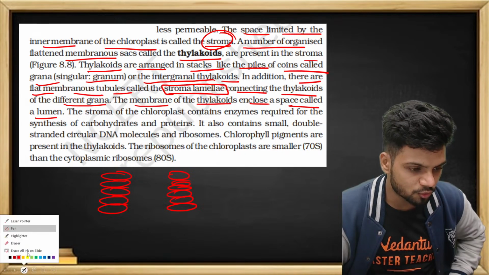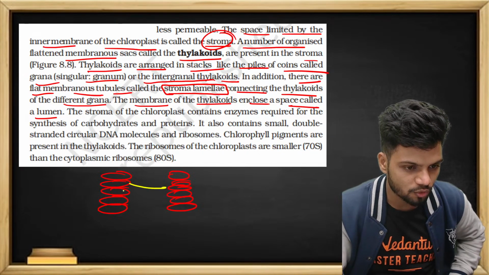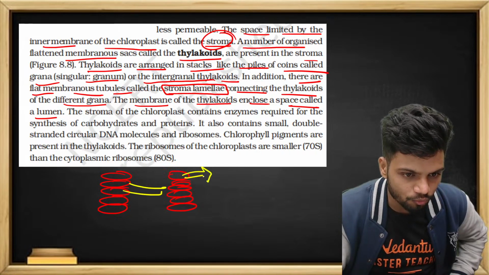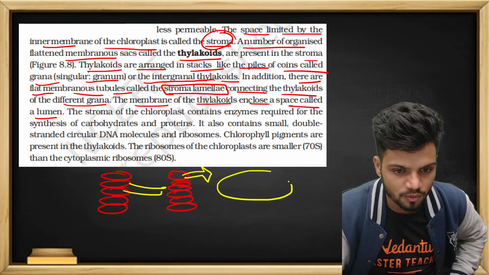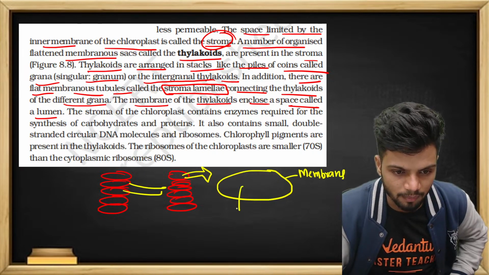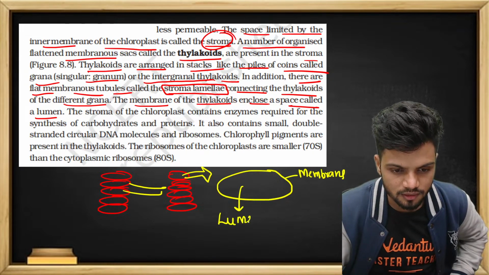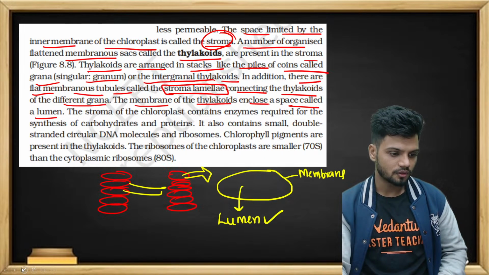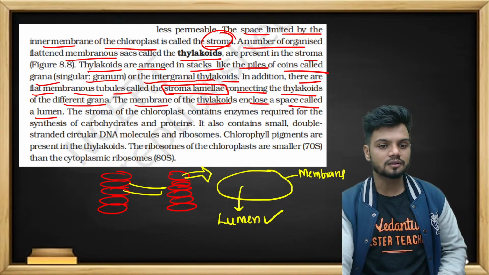Between the two thylakoids, we have the connection, the stroma lamellae. If you zoom into one of the thylakoids, you will see something like this. This is the membrane. The middle part, can you see? This part is called the lumen, the lumen of the thylakoid, the middle part of the thylakoid.